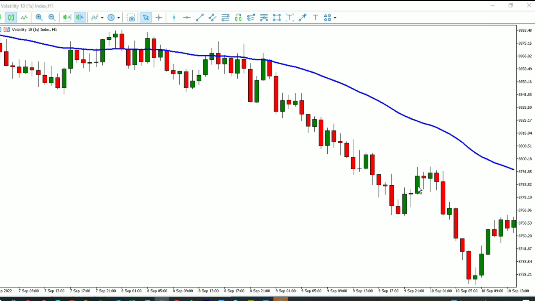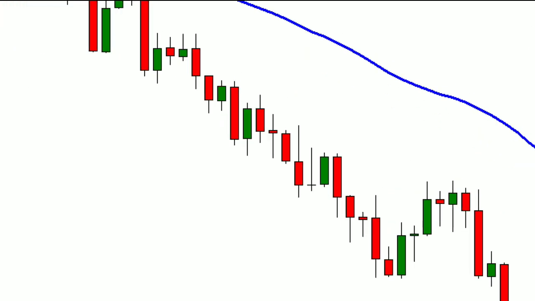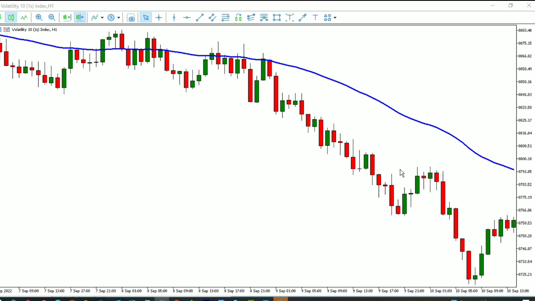This is volatility 10 index, and the first thing that I'm going to be looking at is the overall trend of the market. To read the overall trend, the easiest method that you can use is the moving average. So for example, I have the 50 period moving average here. This is the 50 EMA.